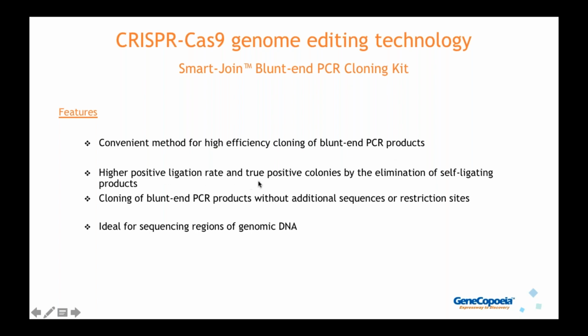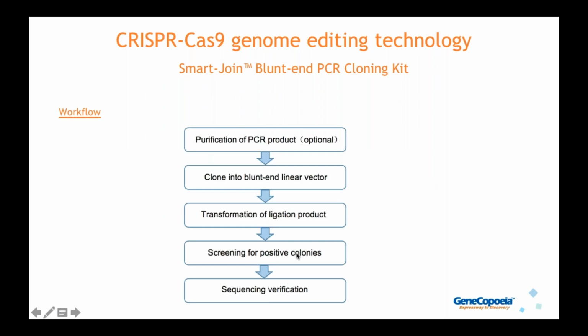Higher positive ligation rate and true positive colonies are provided by the elimination of self-ligating products. It also allows the cloning of blunt-end PCR products without additional sequences, like adding adapters or adding restriction sites. You can just do the PCR using any primers that flank the site and clone them straight into your vector. And it's ideal for sequencing regions of genomic DNA.